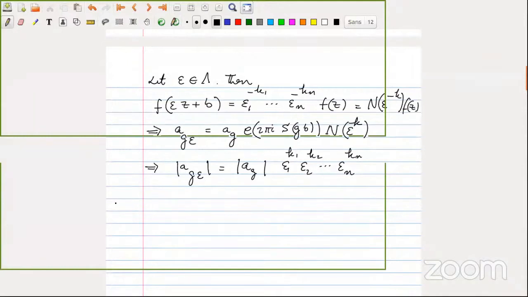So what are the corollaries of this one? Suppose I have f to be an automorphic form, but not a cusp form.